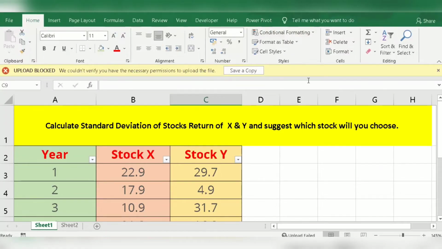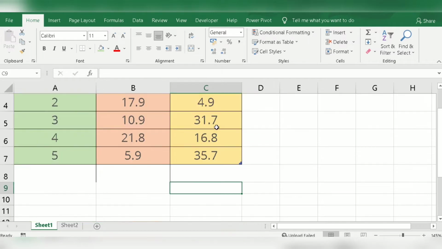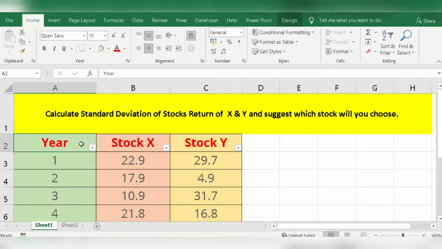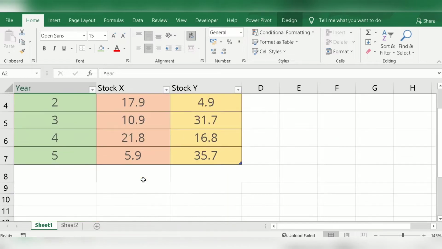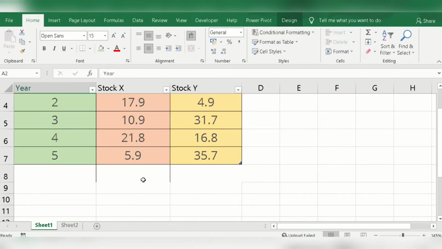One example we are going to look at right now is calculating standard deviation. Here it says: calculate the standard deviation of returns for stocks X and Y, and suggest which you would choose. They have given two types of stocks. Suppose you are going to invest in an infrastructure stock as well as an IT stock, so two different stocks are given, and based on that you have to take a decision.